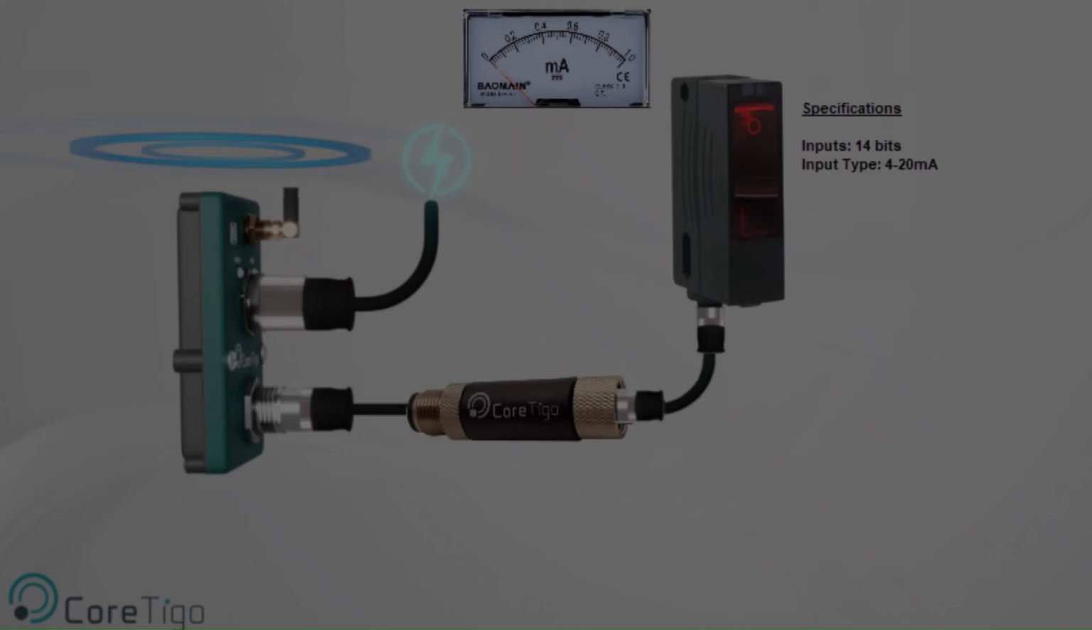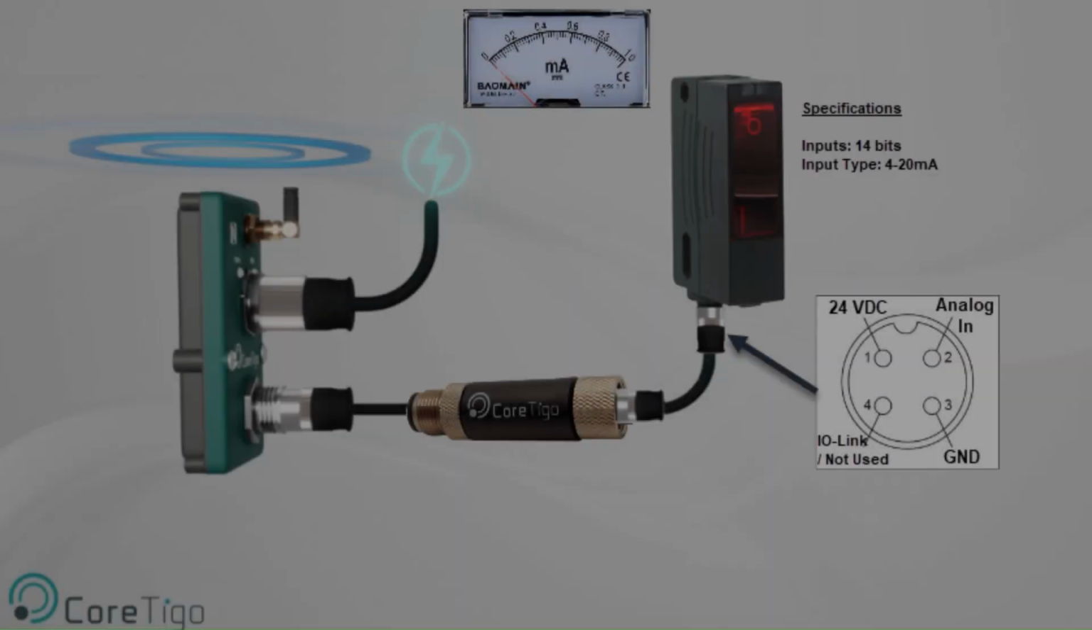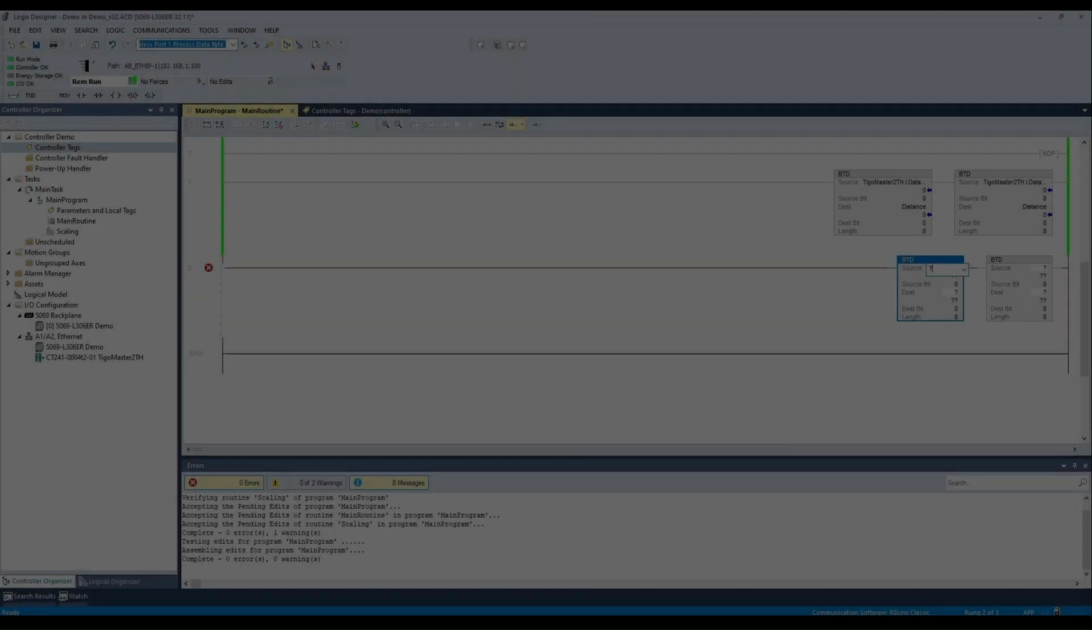Luckily, the IO-Link distance sensor we used in example 1 can also be used as an analog device. In example 2, we will use the distance sensor as an analog device. We will do this by using a Tigo converter connected to the analog pin of the distance sensor. Then the Tigo converter will connect to a Tigo bridge A2.